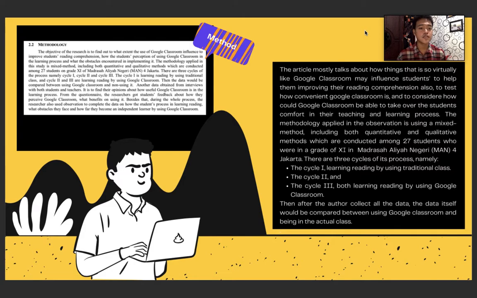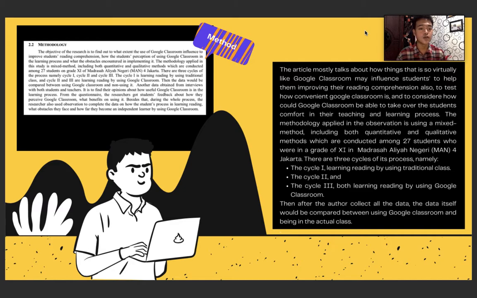So the methodology applied in the observation is a mixed method. A mixed method actually includes both quantitative and qualitative methods, which were conducted among 27 students in grade 11 at Madrasah Aliyah Negeri, or as we know it, MAN 4 Jakarta. There are three cycles in its process, namely cycle 1, cycle 2, and cycle 3.